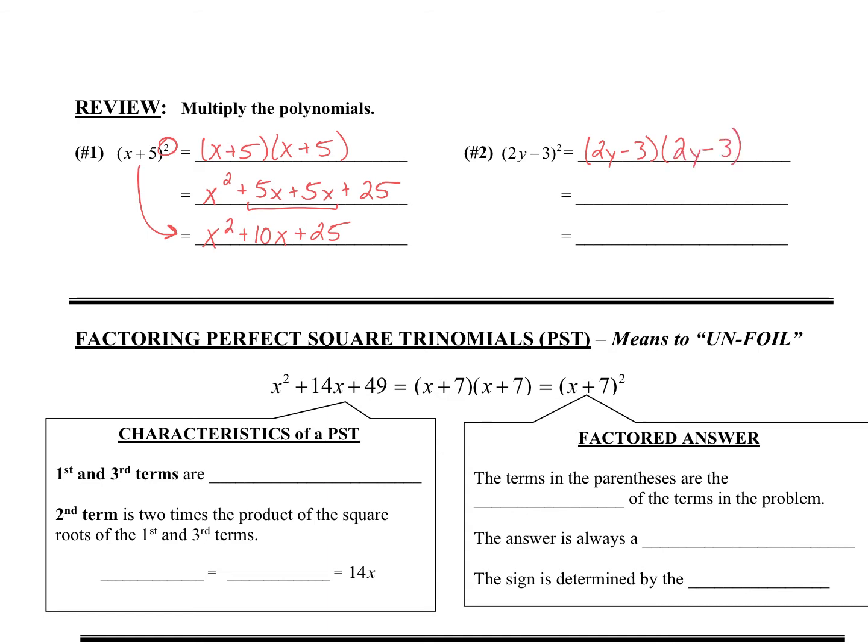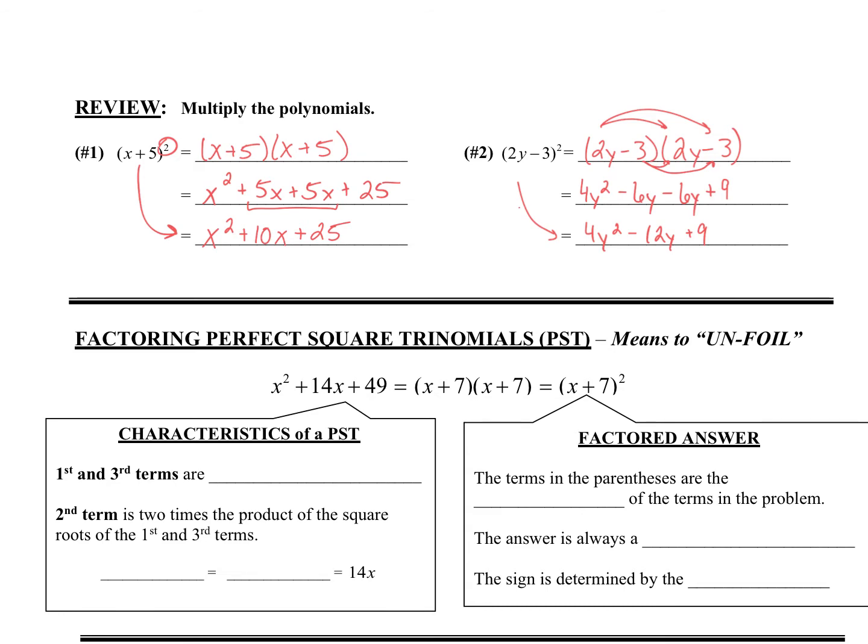Multiply those first terms together, we have 4y squared. Multiply the outside terms, we have negative 6y. Inside terms, also negative 6y. Those two terms are always going to be the same when we're squaring a binomial. And then we have negative 3 times negative 3, which is positive 9. Combine like terms, we get 4y squared minus 12y plus 9. So this again is known as a perfect square trinomial.